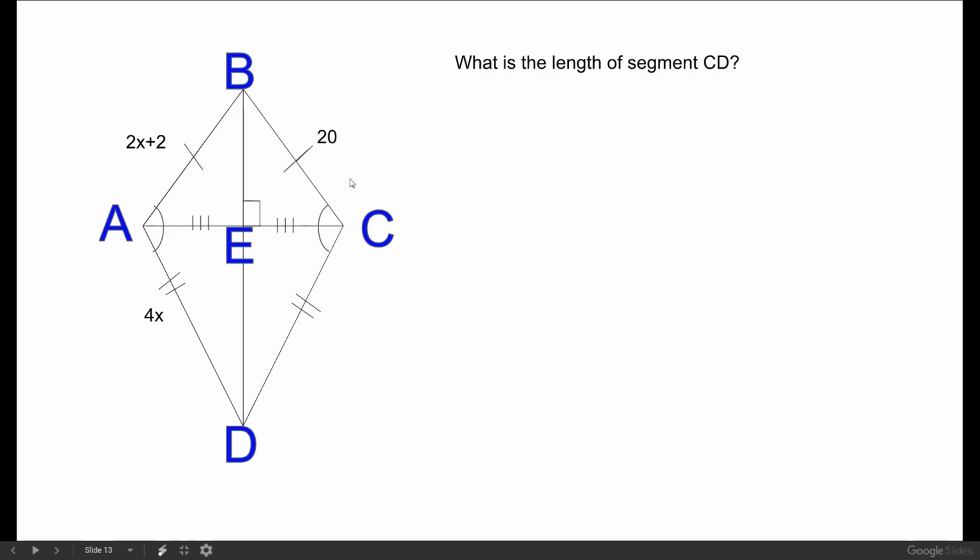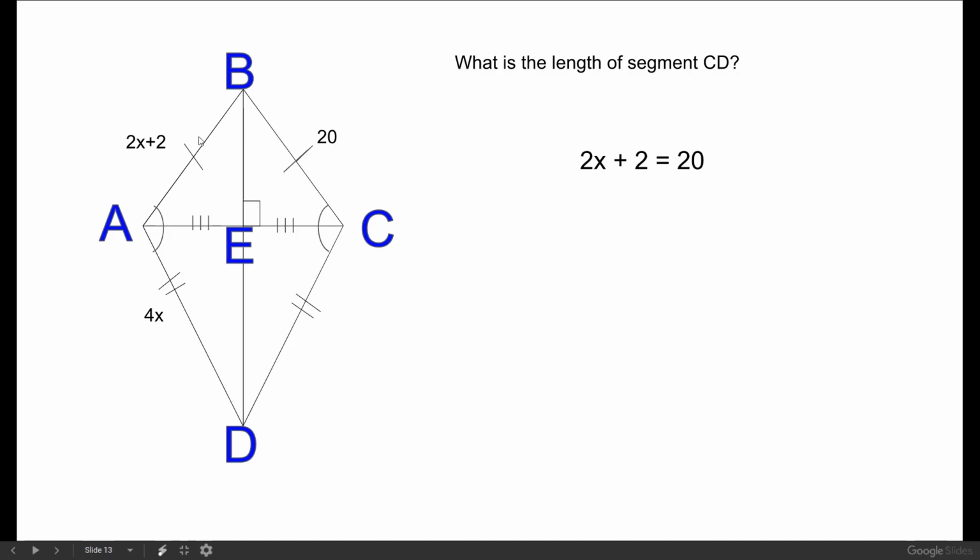Hopefully you remember the properties of a kite say that the top two sides are congruent to each other and the bottom two sides are congruent to each other, which I do have marked here. So knowing that these two sides are congruent, we can set them equal to each other, this side equal to that side, and solve for x. So that's going to be our first step. All I did was set this side equal to this side because they are congruent. We're allowed to do that. That's what these little hash marks mean. And now we just go ahead and solve.